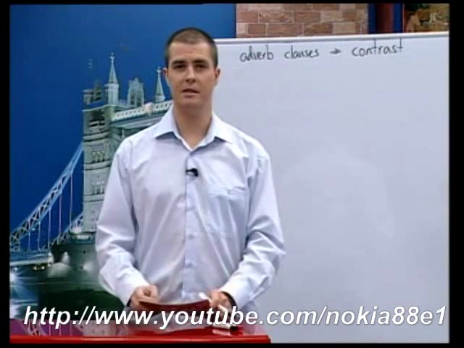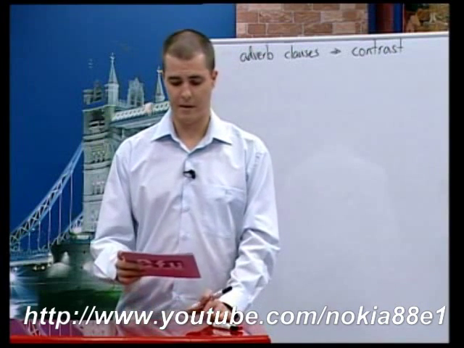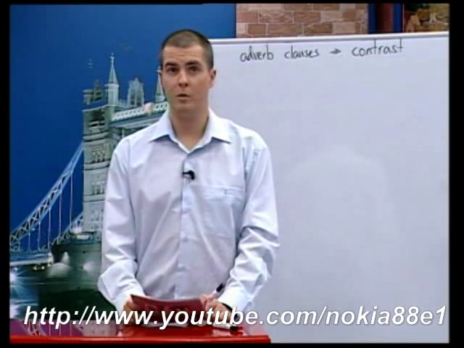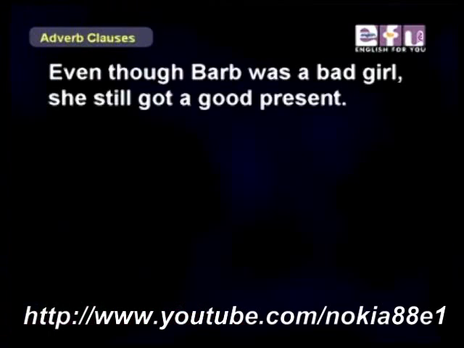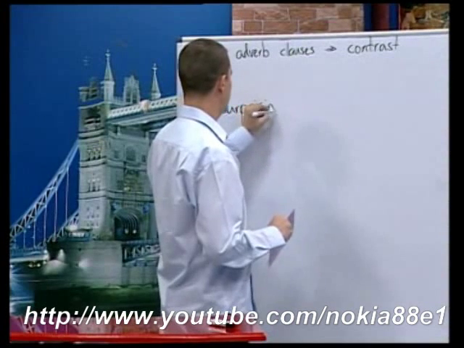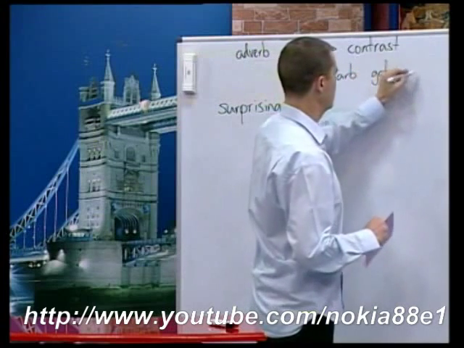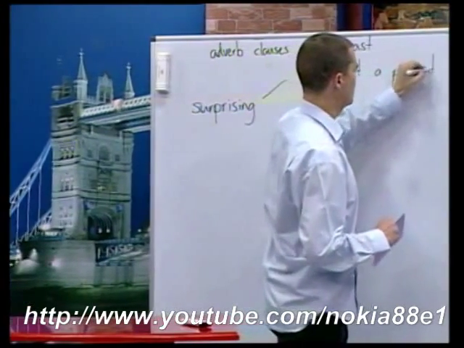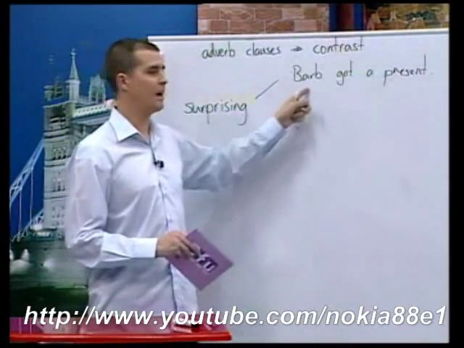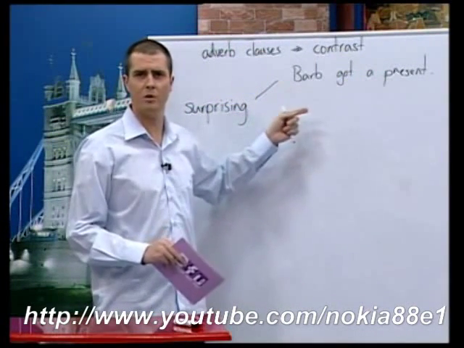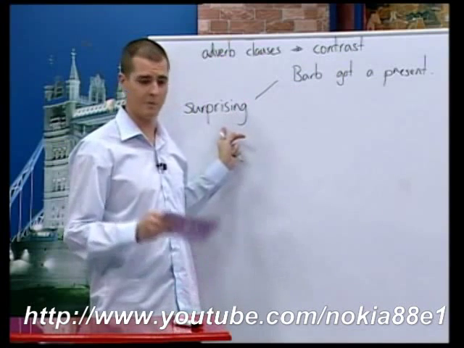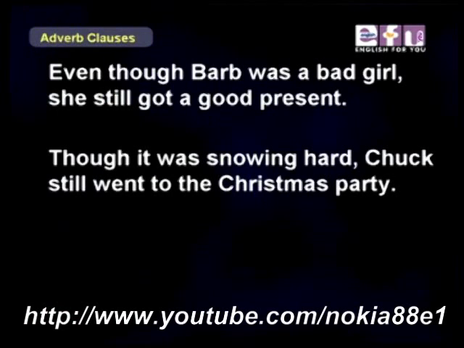Now, in each of these sentences, something unexpected happens. There's an unexpected result. We weren't expecting it. It's a surprise. In the first sentence, it's surprising that Barb got a present. It's surprising because Barb is a bad girl. She wouldn't get a present usually, but she got a present. Wow, it's a surprise.